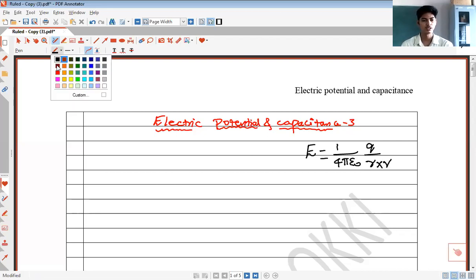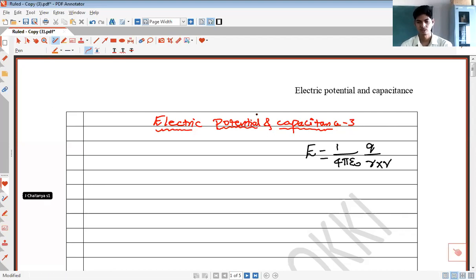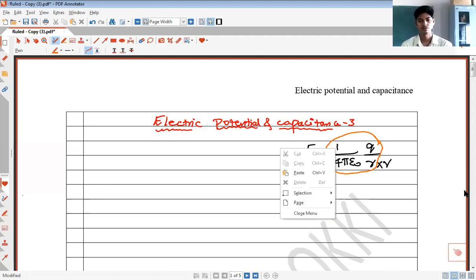Can you tell me what is this factor? What is this factor? 1 by 4 pi epsilon naught Q by R.